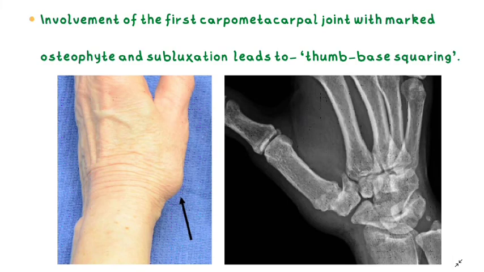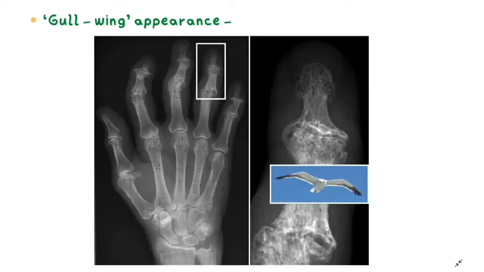Involvement of first carpometacarpal joint with marked osteophyte and subluxation or partial dislocation leads to thumb base squaring. The base of the thumb looks like a square. Another appearance is gull-wing appearance. It is an X-ray sign of the fingers in interphalangeal joints with a typical gull-wing appearance, means it appears like the wing of a seagull or seabird in case of erosive arthritis.